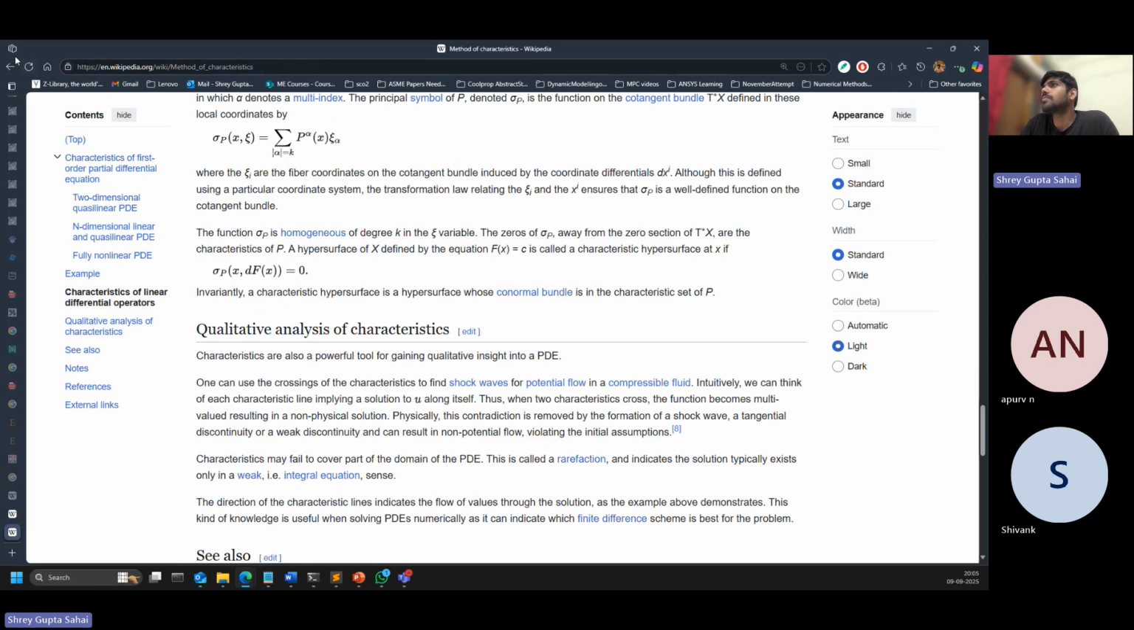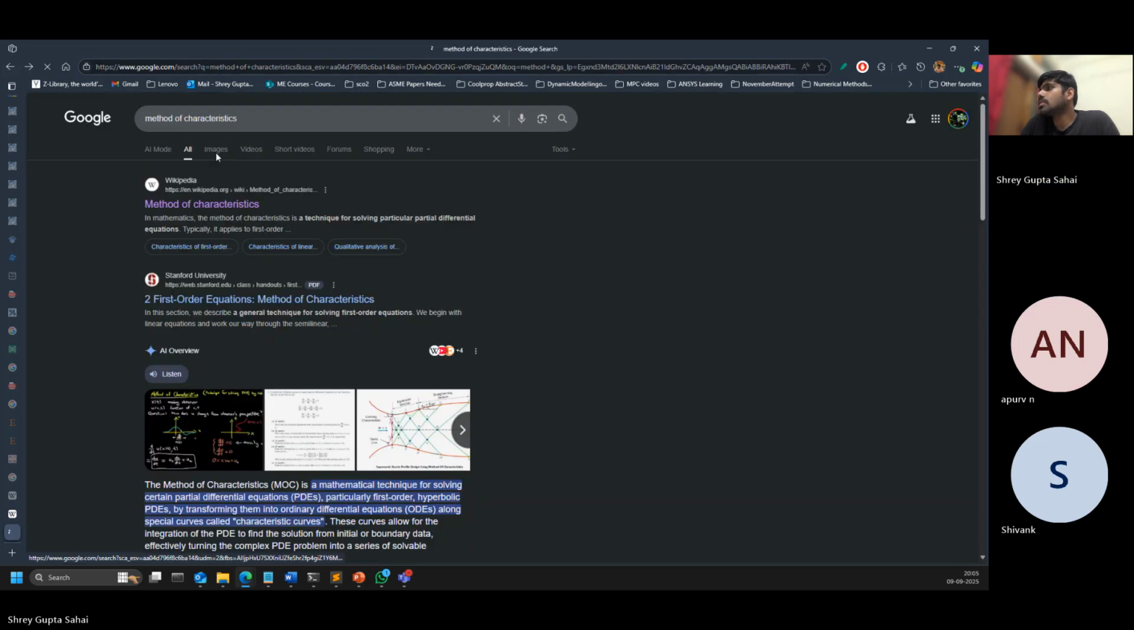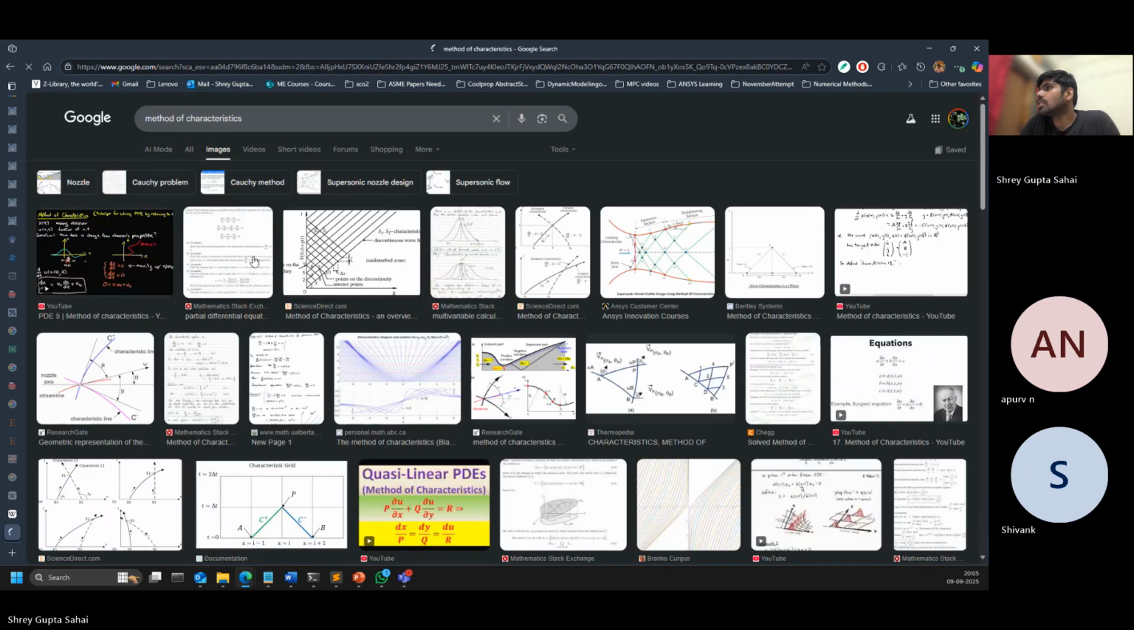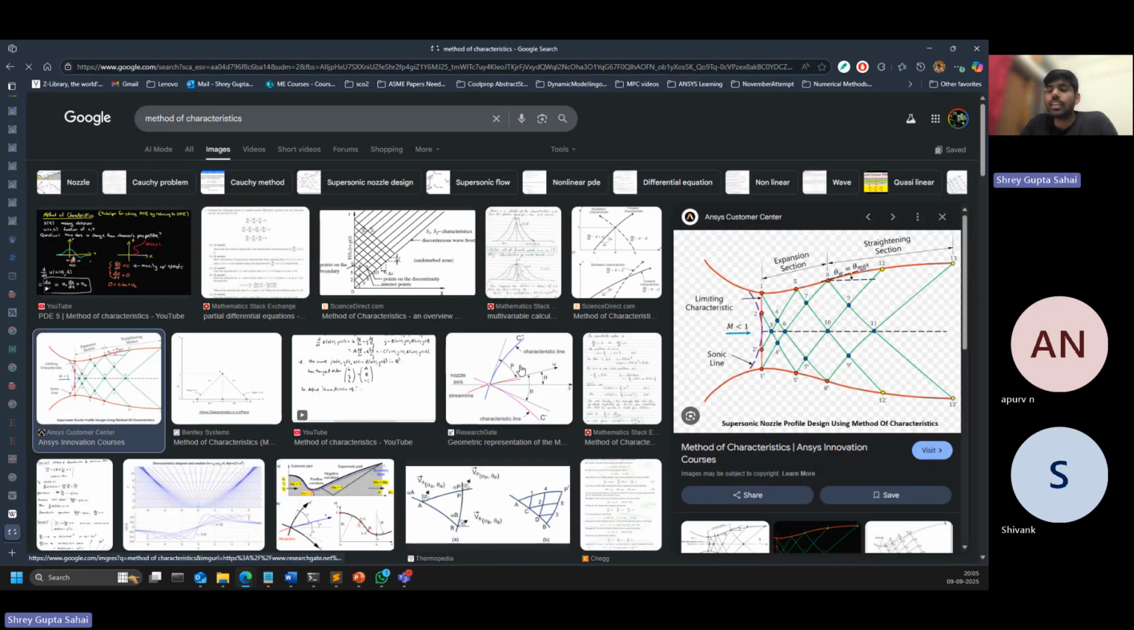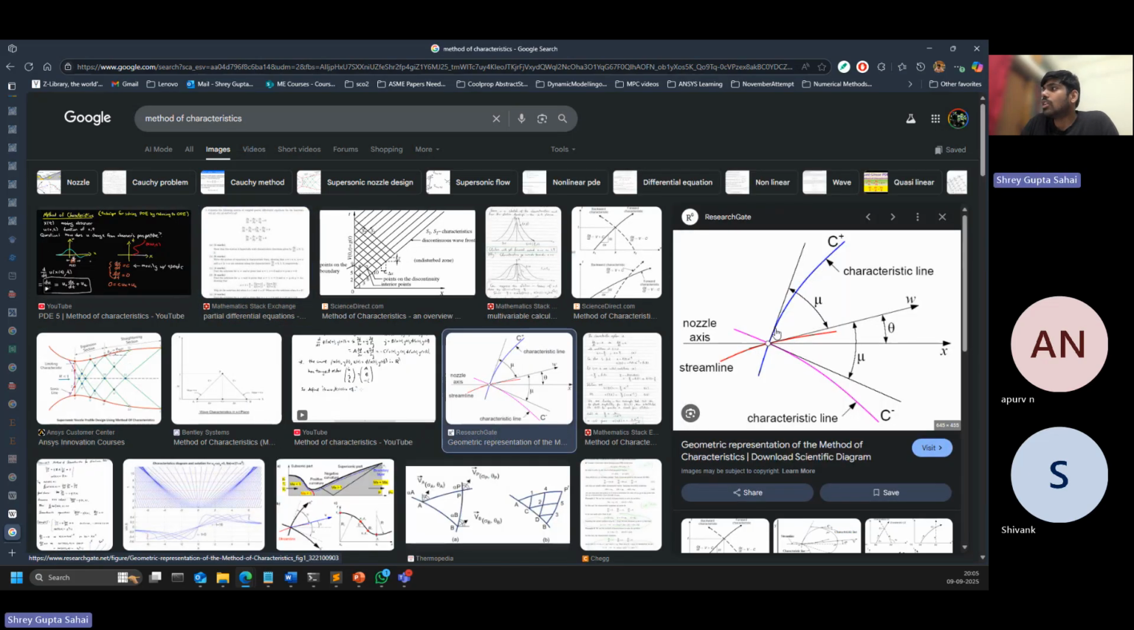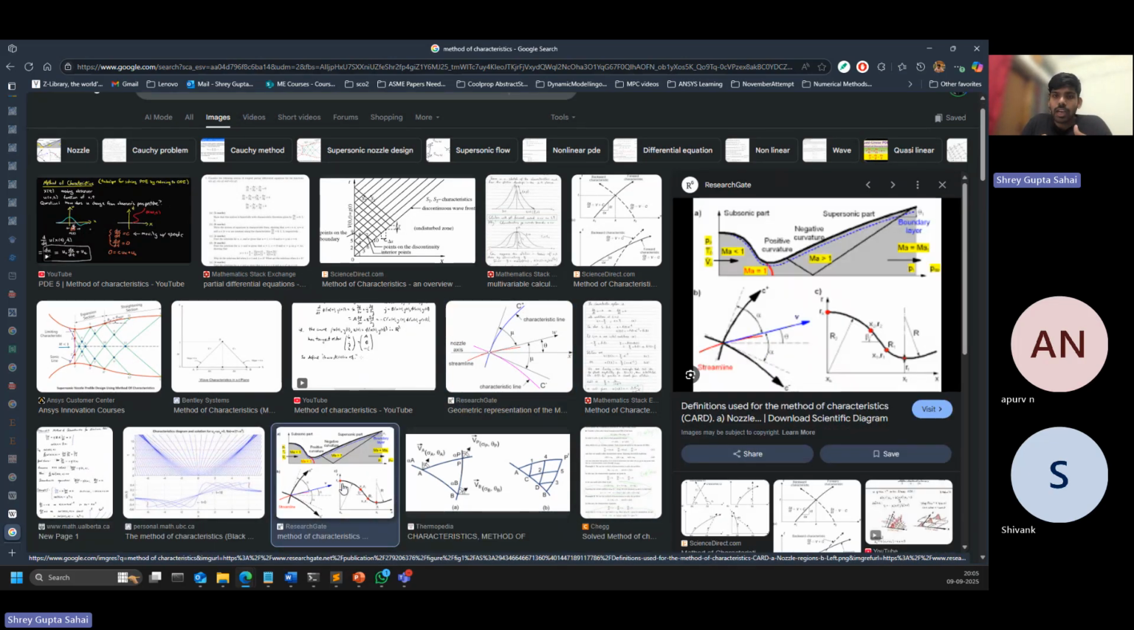Characteristic lines. Yeah, so in your hyperbolic situation, it actually depends on your local velocity and properties. This is the characteristic line. It depends on theta and mu, which means it depends on local velocity. So in a hyperbolic situation, a characteristic line might curve.